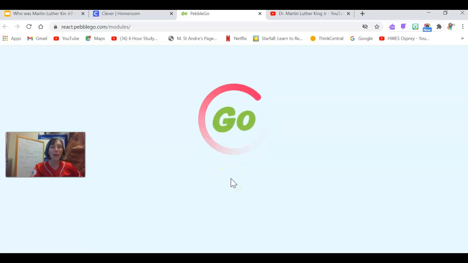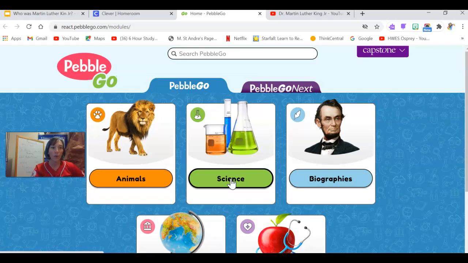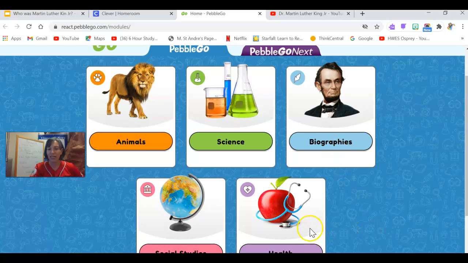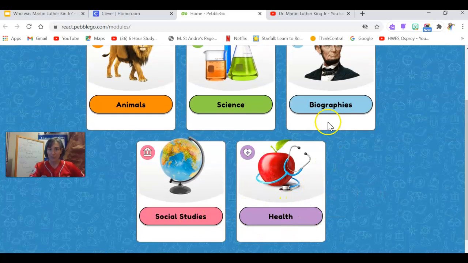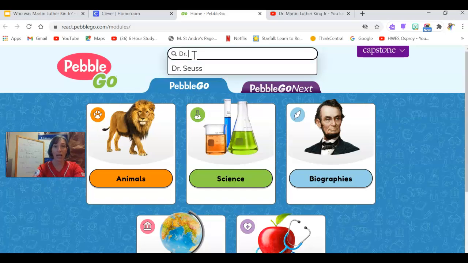Pebble Go is a great website that has articles that are interesting for kids who are in kindergarten and maybe first grade even. So I could find and go see if I can find different places for nonfiction text, or I can go right here in the search bar because I know I am looking for information about a certain person. I want to find out about Dr. Martin Luther King Jr. Oh, it says, sorry, unable to find.